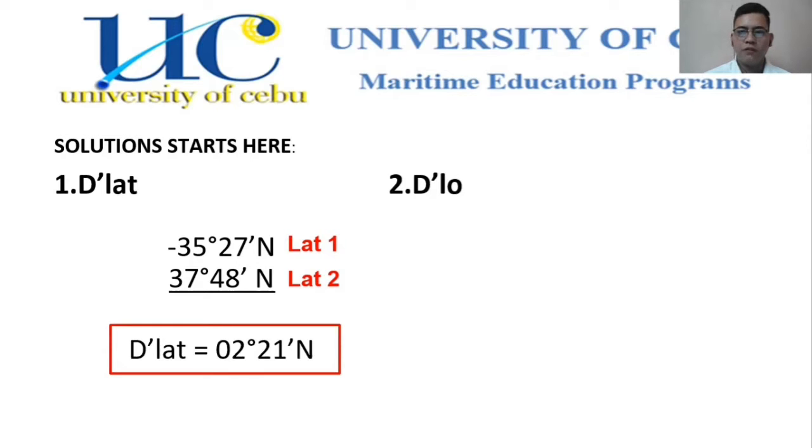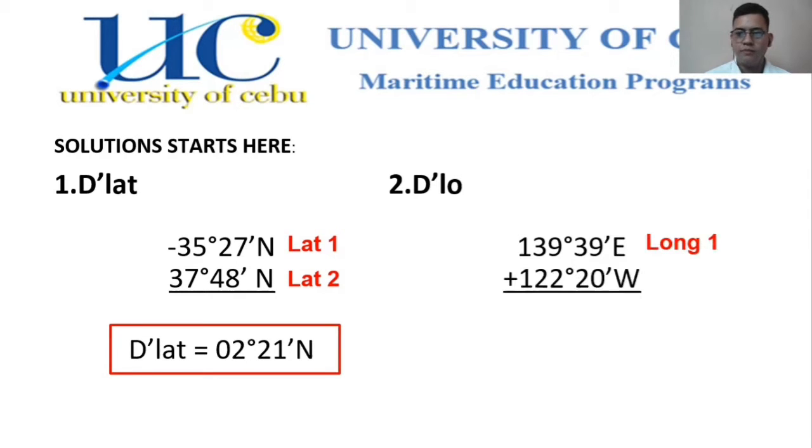For the difference of longitude, let's have 139 degrees 39 minutes east as our longitude 1 and 152 degrees 20 minutes west as our longitude 2. Again, according to the rules, when longitude 1 and longitude 2 have the same names, subtract the lesser longitude from the greater longitude and name it according to the direction. But in our case, since both longitudes have different names, we're going to add the two values and name the DLo the same as longitude 2.